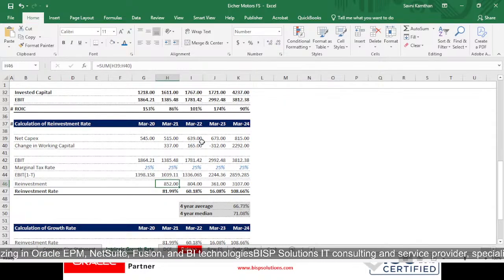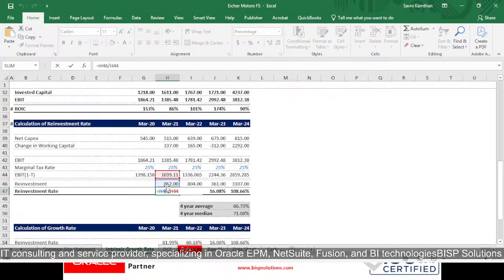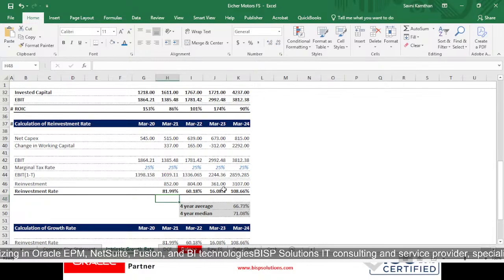As the years pass, there is a fluctuation in reinvestment. In 21 it was 852, in 22 it was 804, in March 23 it was 361, and in March 24 it was 3107. After that, if we want to calculate our reinvestment rate, how do we do that? We calculate our reinvestment rate as reinvestment upon EBIT (1 minus T). Once the calculation is done for March 21, we have dragged it till March 24, right?